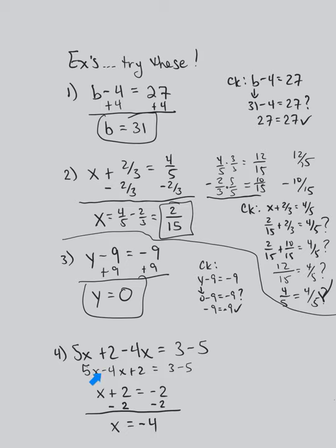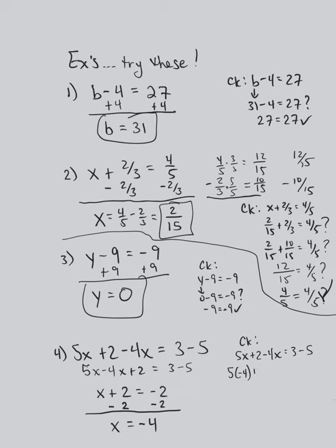I may have accidentally written that as plus. So we definitely don't want to check down here. We don't want to check this equation because I may have made a mistake. All right, and so if I wanted to check this, I always check in my original. So my original is 5x plus 2 minus 4x is equal to 3 minus 5. Now I plug x equal negative 4 into that.